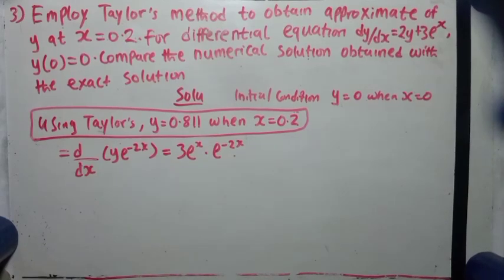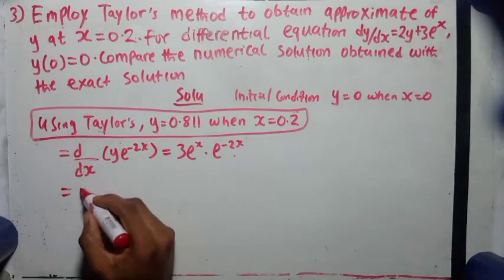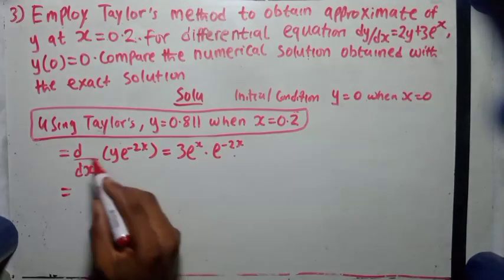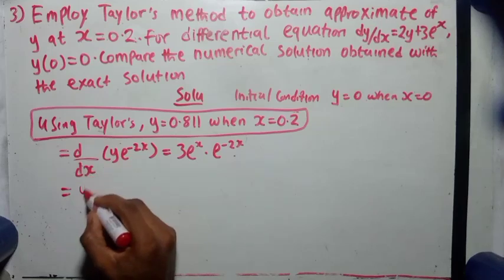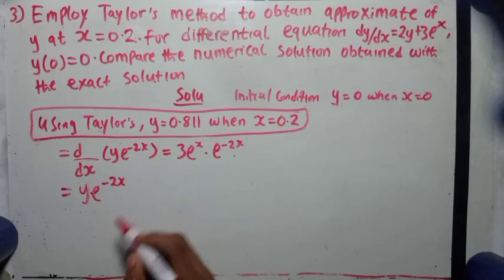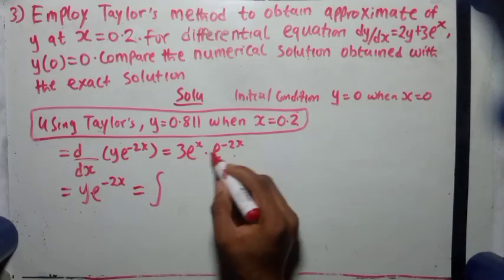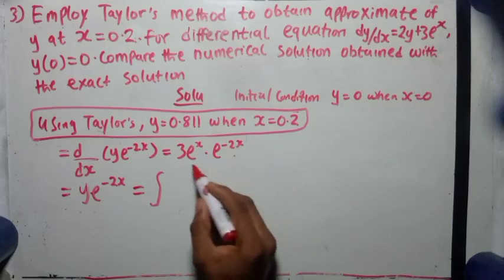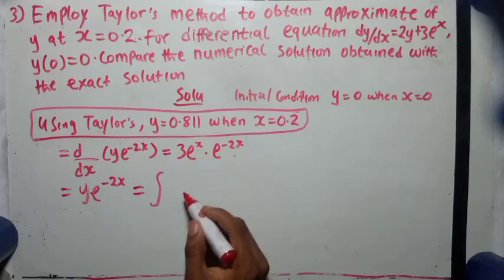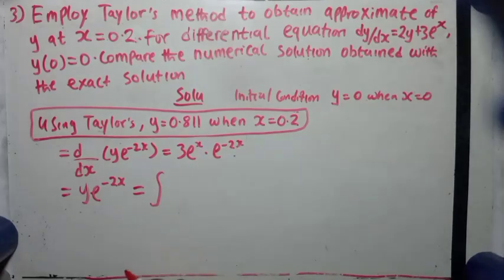So now we can integrate this. When we integrate both sides, we have y exponential 2x is equal to the integral of, when we join these two together in indices, since they have the same base, we can join their powers together.